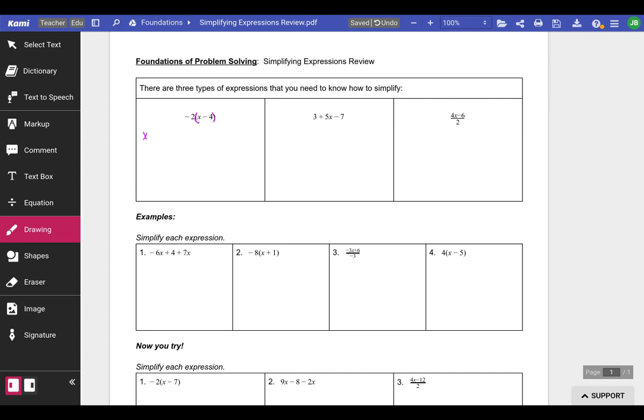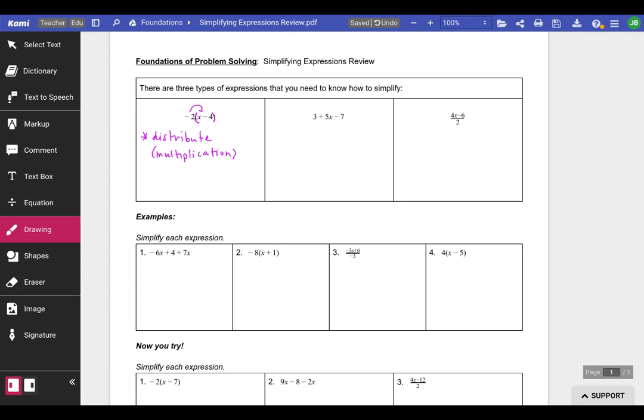So I'm going to make a note. When we see a problem like this, we're going to distribute. And when we're distributing, the operation we're using is multiplication. So here's what we're going to do. We're going to take that number that's outside of the parentheses and multiply it by both terms that are inside.